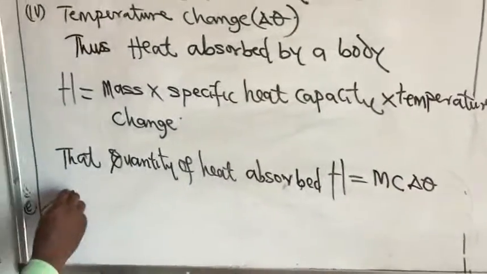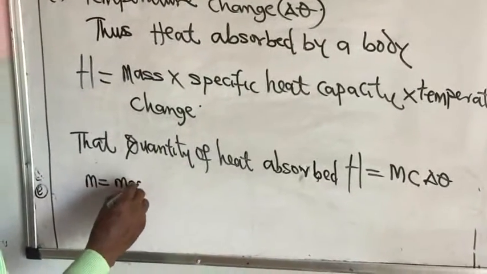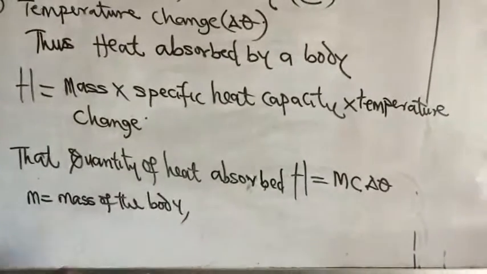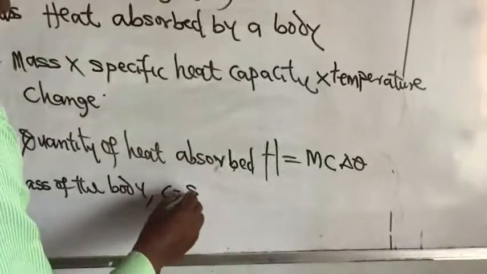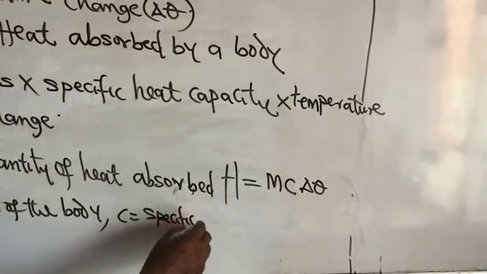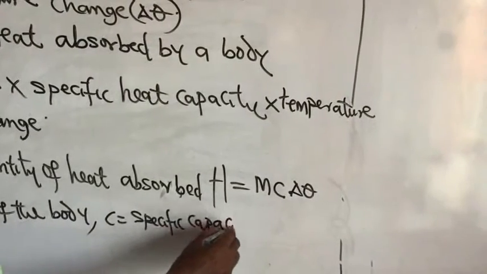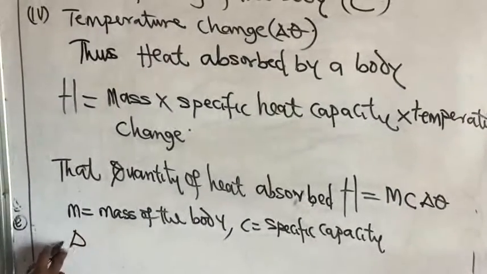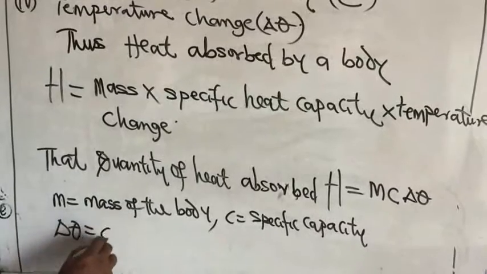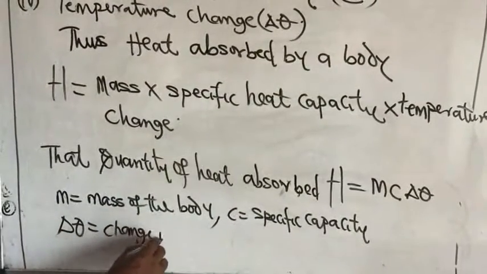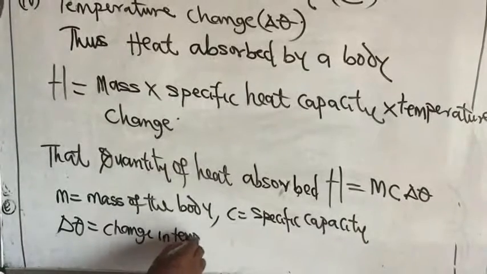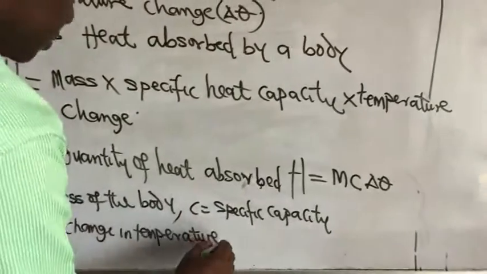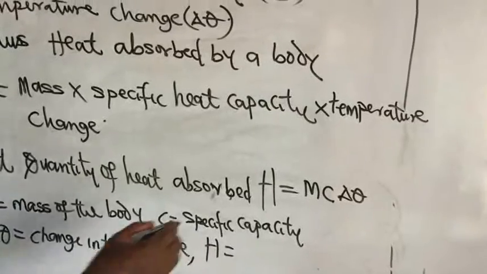M is equal to the mass of the body. c is called specific heat capacity. Delta theta is equal to the change in temperature. Then H is the quantity of heat.